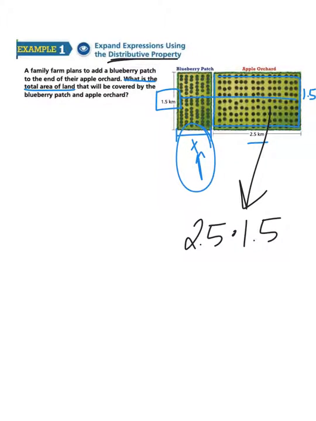Well, I don't know what x is, so I'm going to keep x as part of my expression. So what I'm going to do is think about how do I find the area of the apple orchard? I multiply 2.5 times 1.5. How do I find the area of the blueberry patch? I multiply 1.5 times x.